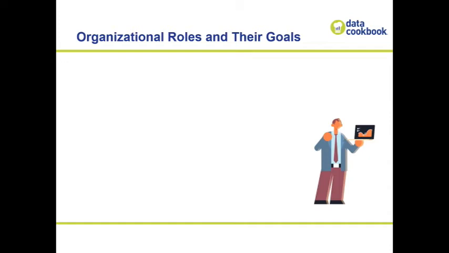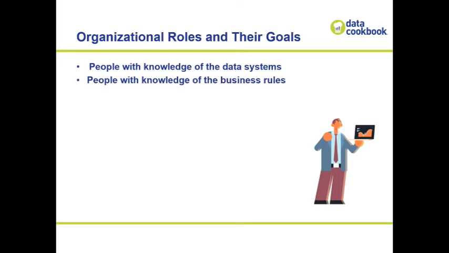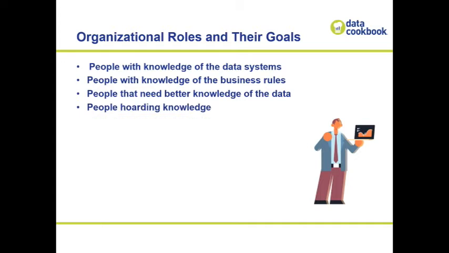So this is maybe an oversimplification, but I boil those roles down into these types of things. You've got people with knowledge of the data systems. You have people with knowledge of the business rules. Okay? You have people who need better knowledge of the data, who need either one of those two bits of information to do what they're trying to do. You have people hoarding knowledge, which is a problem that we've all seen. People who can't see beyond their own context.